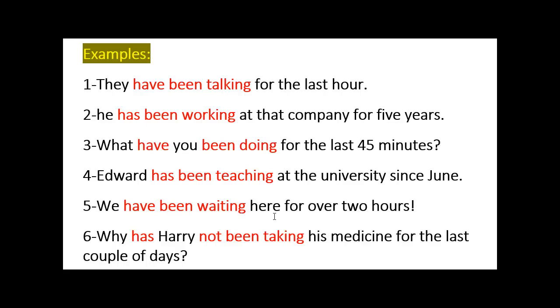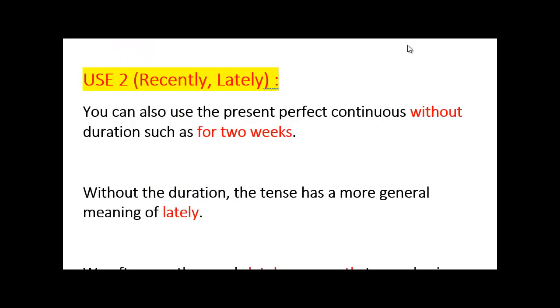We have been waiting here for over 2 hours. Why has Harry not been taking his medicine for the last couple of days? All for and since. There we go. We underlined all the fors and since. So remember, that is using the present perfect continuous for an event that started and continued until now.